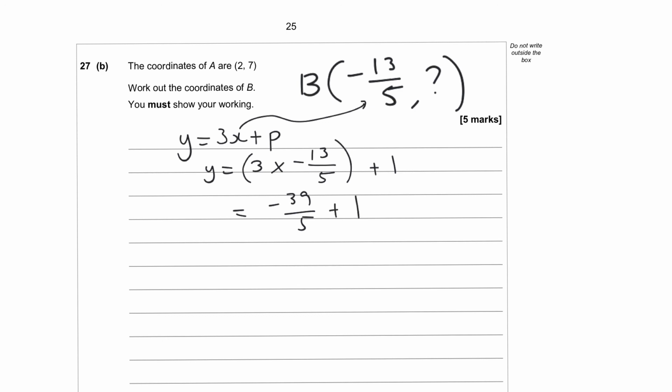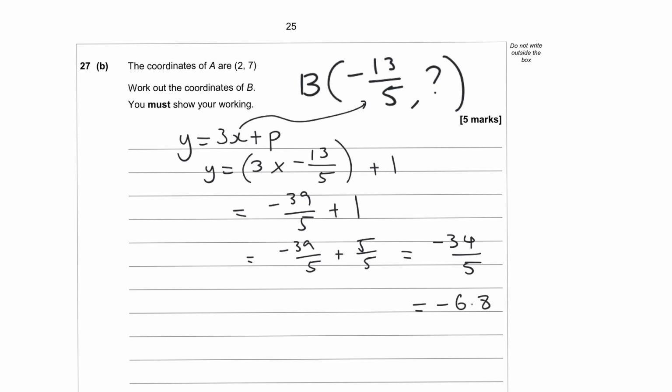So if you put into your calculator minus 39 over 5 plus 1. So I'm going to work out manually. So that's the same as adding 5 over 5. So then that would be minus 34 over 5. So then if I put into my calculator 34 divided by 5, that would leave me with minus 6.8.